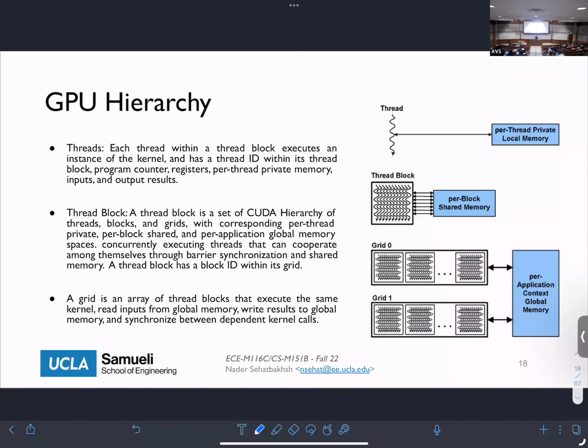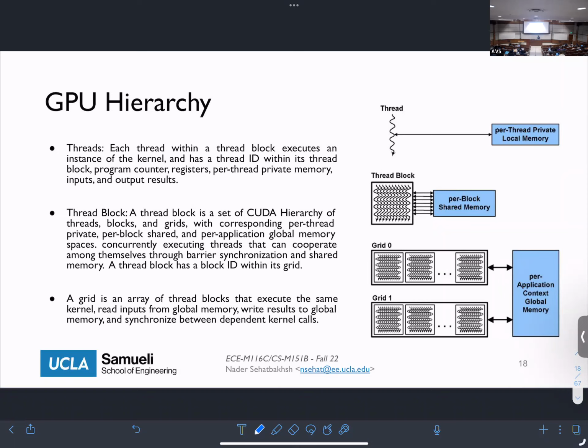So the hierarchy of the GPU, this is mainly the terminology that NVIDIA is using, and it's extensively used in most systems. We have 3 things in a GPU system. We have threads. Think about a thread as a process that we had in a CPU. A thread has what's called a thread ID. It has a program counter similar to a processor. It has registers. It has per-thread private memory, and then it produces the results.